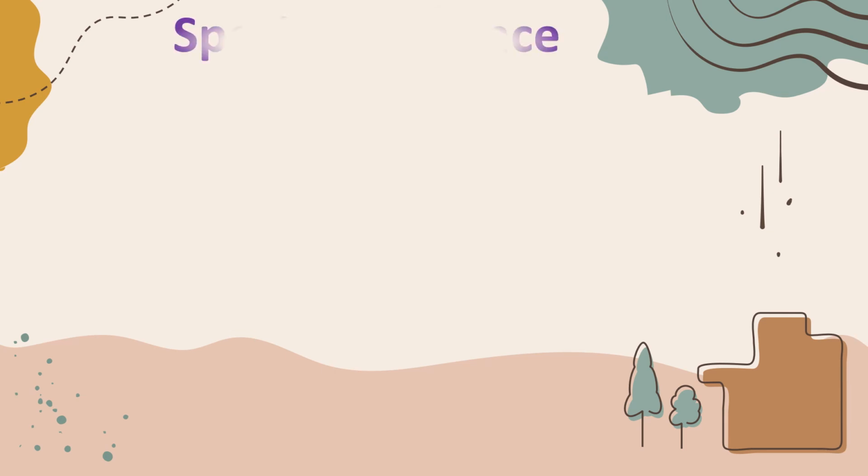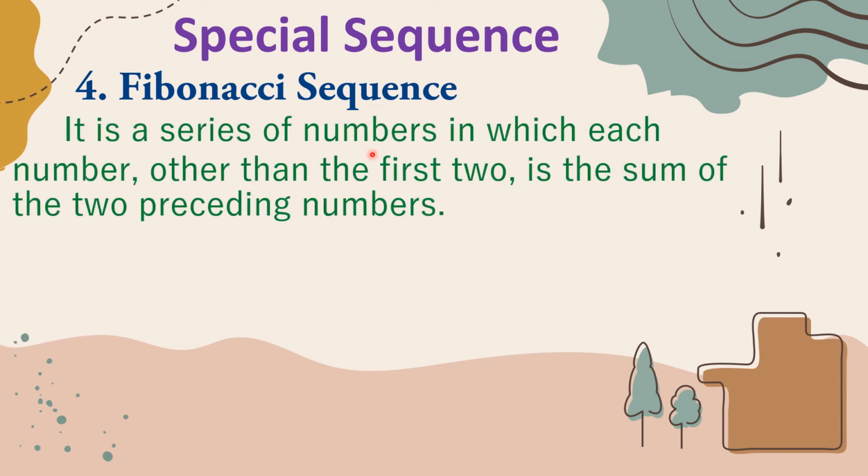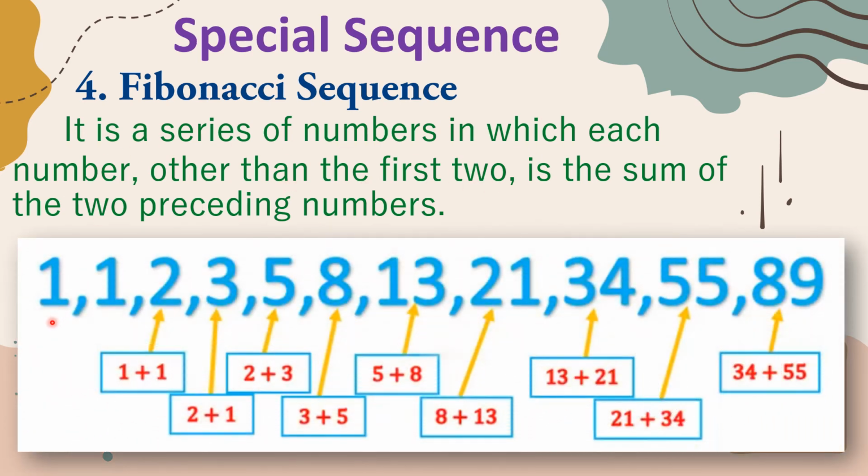Fourth kind of special sequence is the Fibonacci sequence. The Fibonacci sequence is a series of numbers in which each number, other than the first two, is the sum of the two preceding numbers. The first two are 1, and then copy 1. So these are the two preceding numbers. Let us get the sum. 1 plus 1 is equal to 2. So 1 plus 2 is 3.